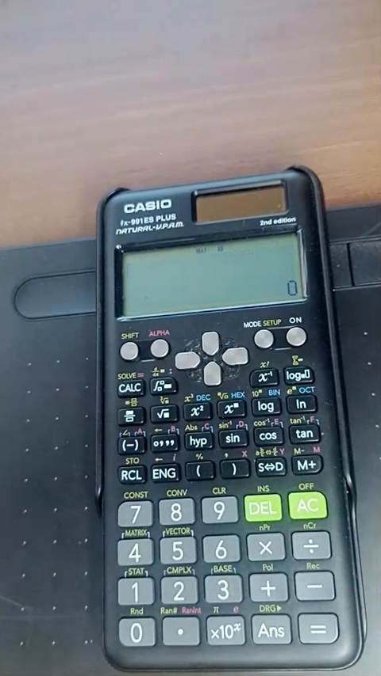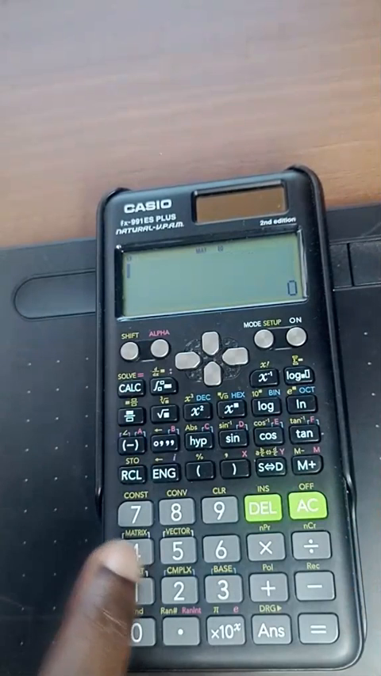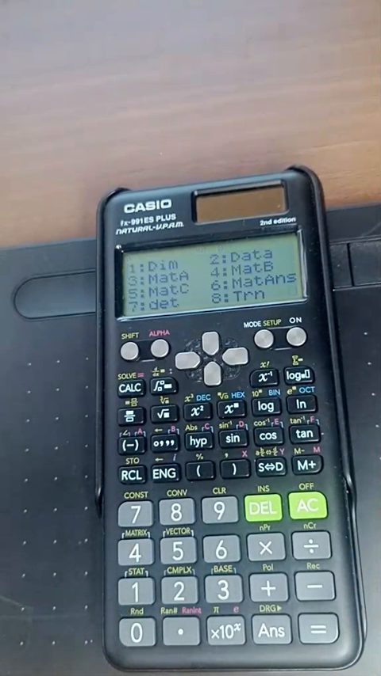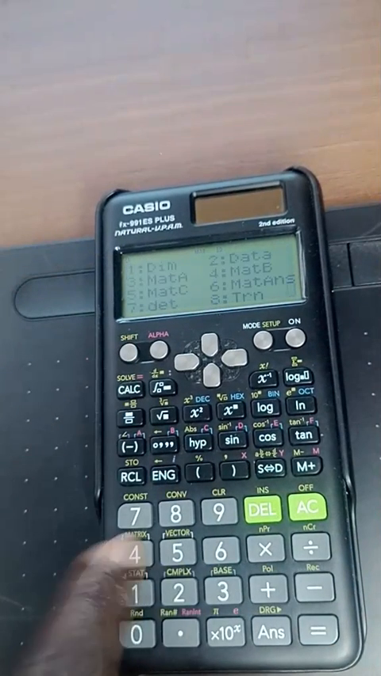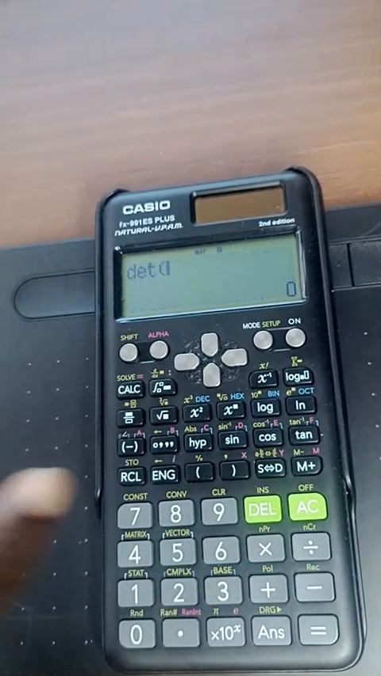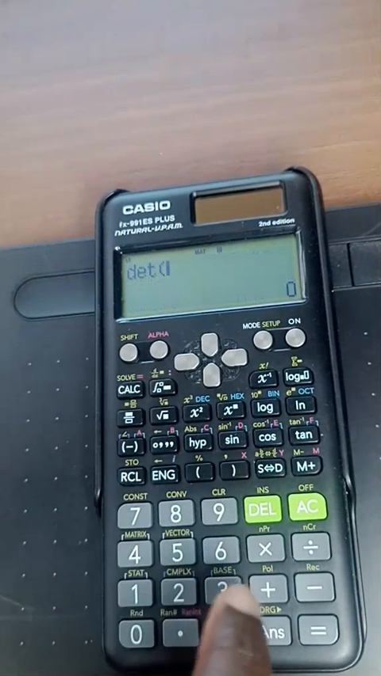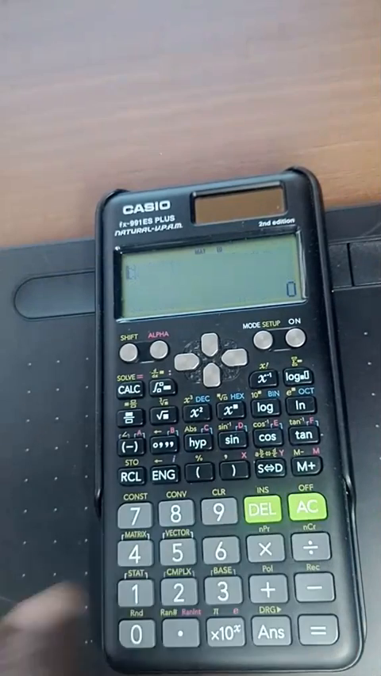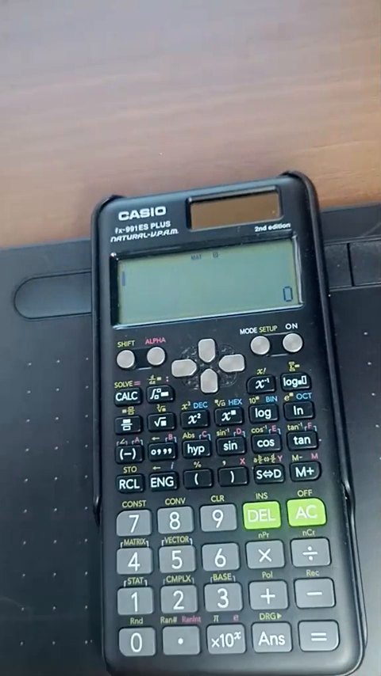Now if you want to go back to matrices, simply press shift, and number 4 will be matrices. Which type of matrices are you looking for? Remember, we put matrix A, and matrix A is option number 3. You have it there. If you want the determinant of these matrices, you take number 7, and then you simply continue in order to find the determinant of those matrices and many other things that we can compute using our calculator.